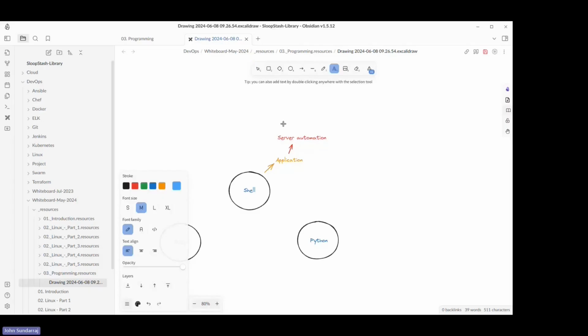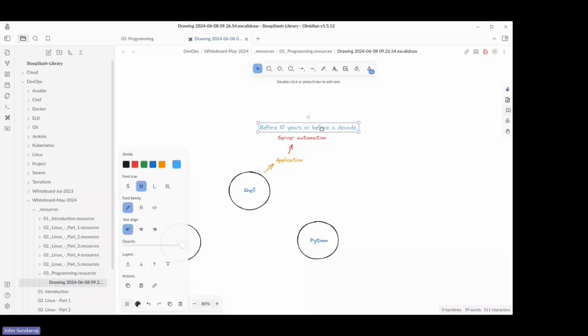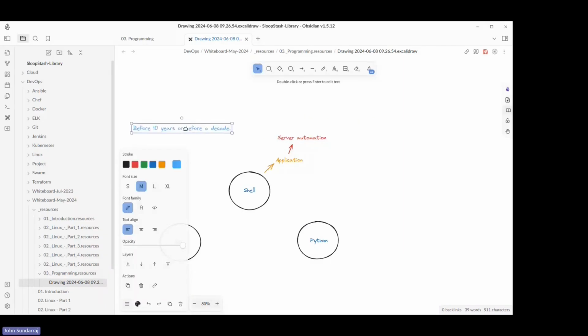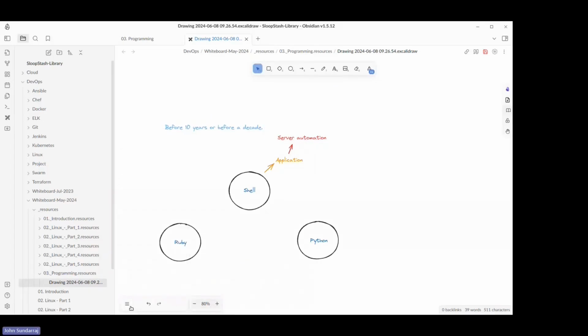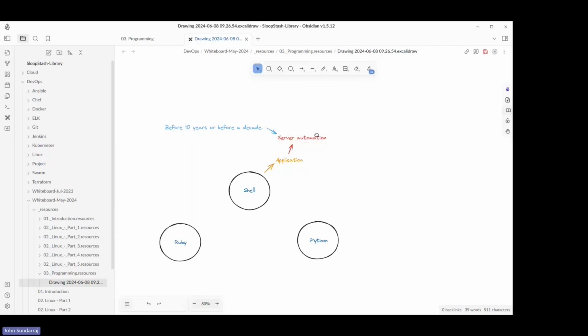Okay, so basically, I would say this is something from before 10 years or before a decade. Before a decade, or maybe 13 years back or so, you had to rely on shell scripting only to do server automation. There is no other way. There was no option except shell scripting.